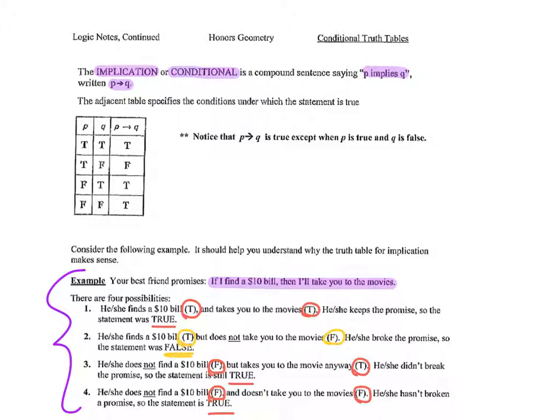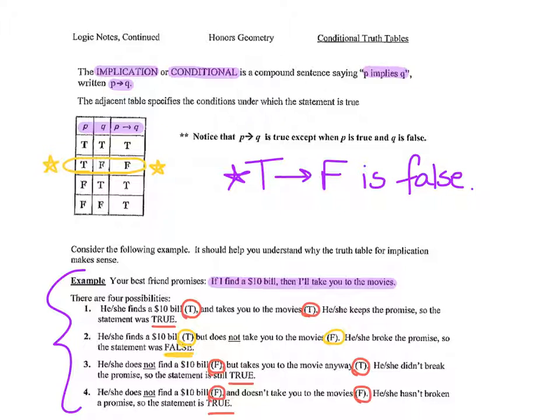The only time that implies is false is when it's a true hypothesis leading to a false conclusion. Every time I do these truth tables, I write true implies false is false. That's the only time that it's false. So if you look at this implies truth table here, the only time that you get a false result is when you have true leading to false. So they found money, but then they did not take you to the movies, so that's a lie.